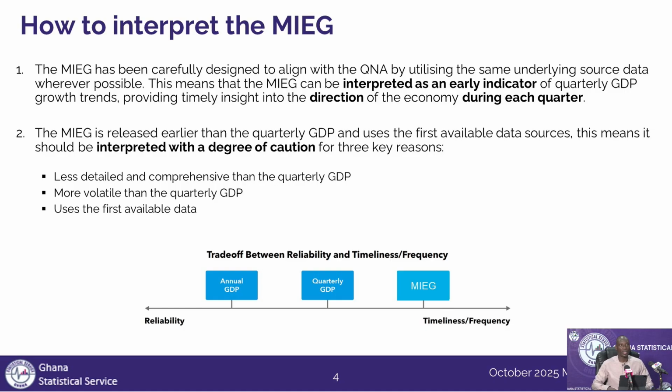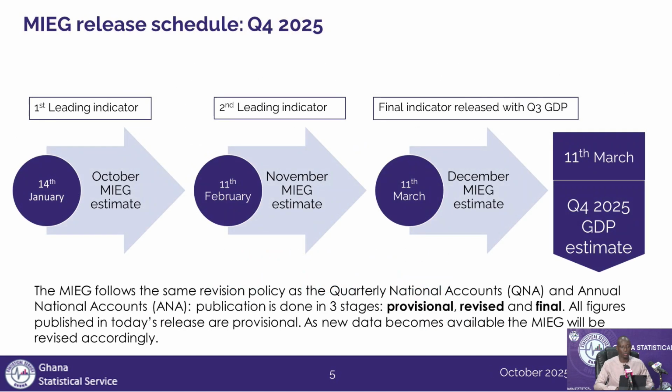Now, let's talk a bit about the release schedule. For the fourth quarter of 2025, the October and November MIEG serve as leading indicators. And today, we'll be releasing the October MIEG. And they will serve as leading indicators ahead of the release of the official GDP estimate for quarter 4 of 2025, which we have scheduled to release in March 2026.